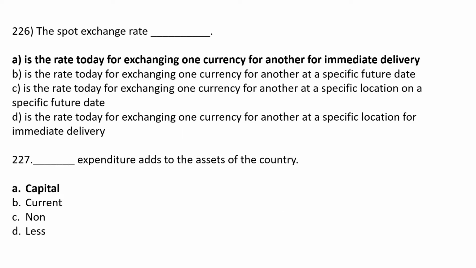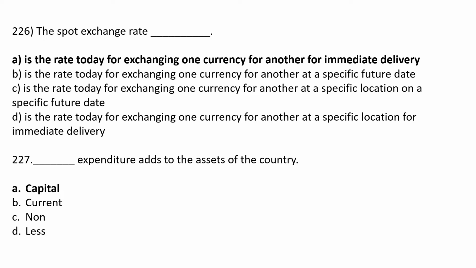The spot exchange rate is: Option A, the rate today for exchanging one currency for another for immediate delivery. Option B, the rate today for exchanging one currency for another at a specific future date. Option C, the rate today for exchanging one currency for another at a specific location on a specific future date. Option D, the rate today for exchanging one currency for another at a specific location for immediate delivery. The correct answer here is option A. The spot exchange rate is the rate today for exchanging one currency for another for immediate delivery.